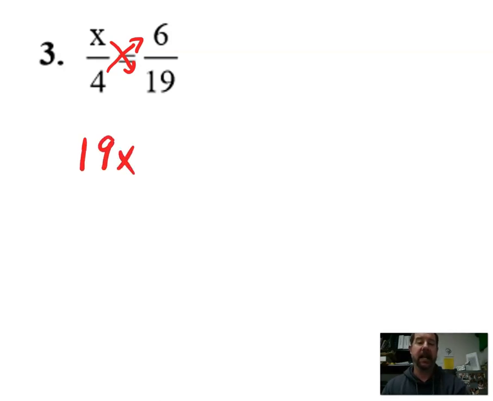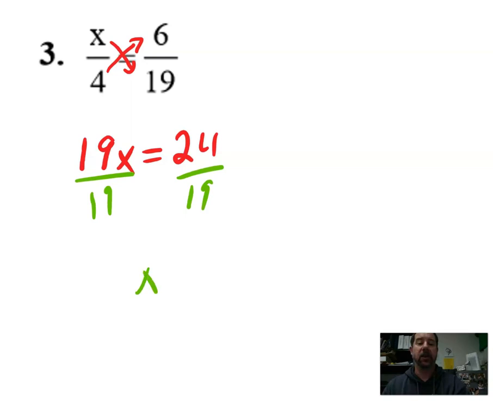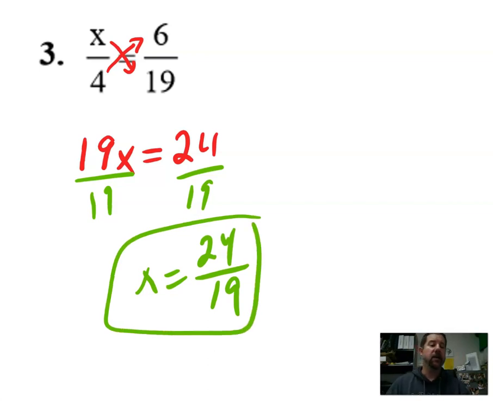So, x times 19 is 19x, and then 4 times 6 is 24. You're going to set both those sides equal to each other, and then you can go ahead and divide both sides by 19 to solve for x. And so in this case we get x equals 24 over 19, and that is our answer. Okay, so cross multiplying, not so bad.